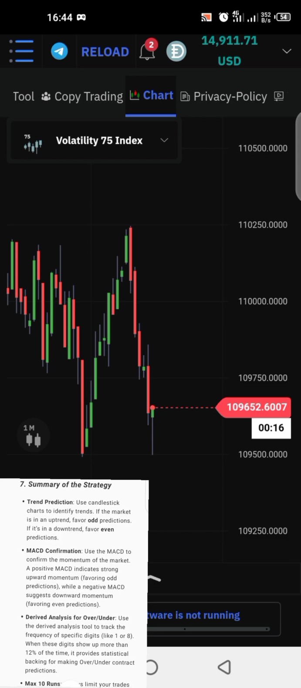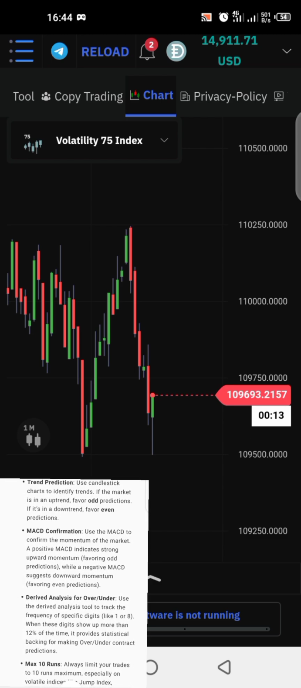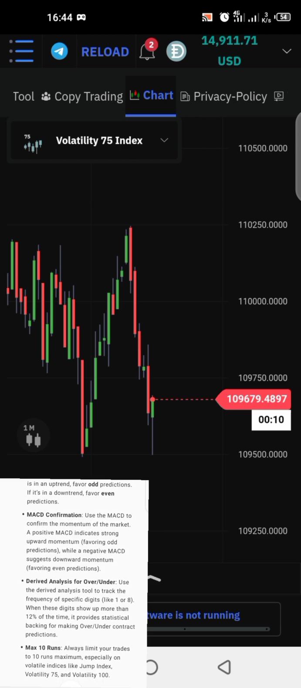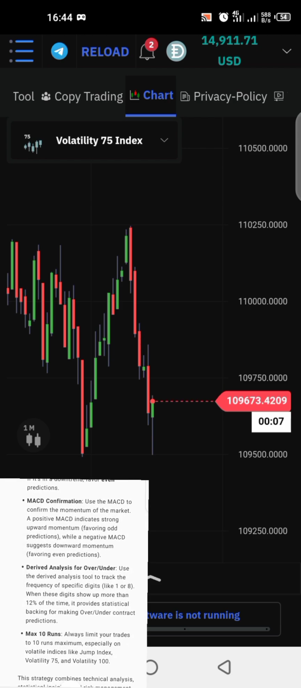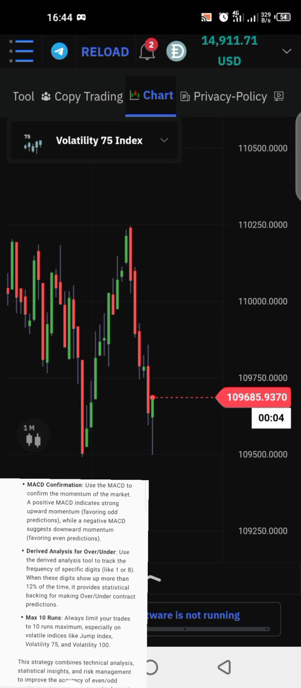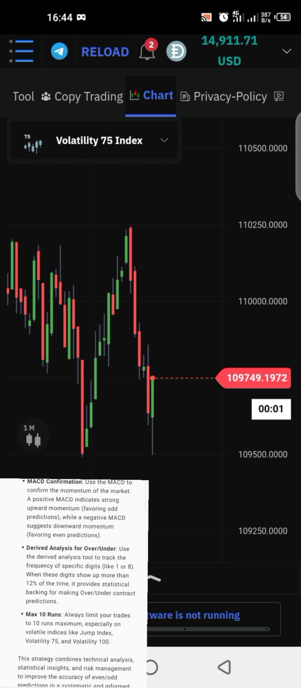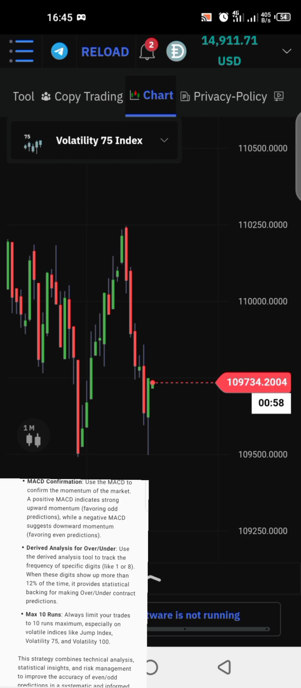7. Summary of the strategy. Trend prediction: use candlestick charts to identify trends. If the market is in an uptrend, favor odd predictions. If it's in a downtrend, favor even predictions. MACD confirmation: use the MACD to confirm the momentum of the market. A positive MACD indicates strong upward momentum, favoring odd predictions, while a negative MACD suggests downward momentum, favoring even predictions. Derived analysis for over-under: use the derived analysis tool to track the frequency of specific digits, like 1 or 8. When these digits show up more than 12% of the time, it provides statistical backing for making over-under contract predictions.